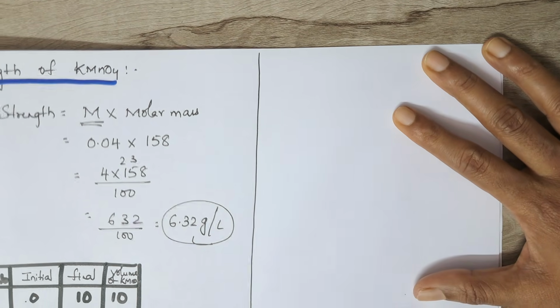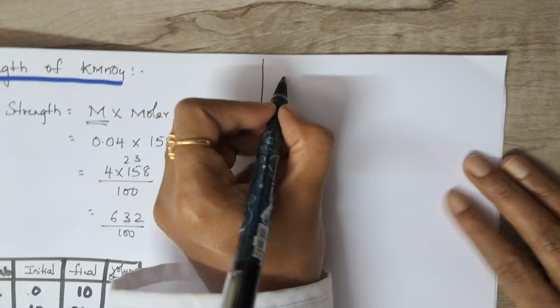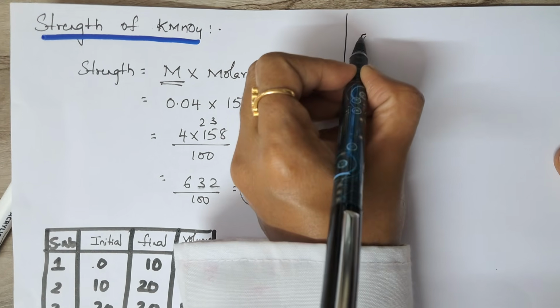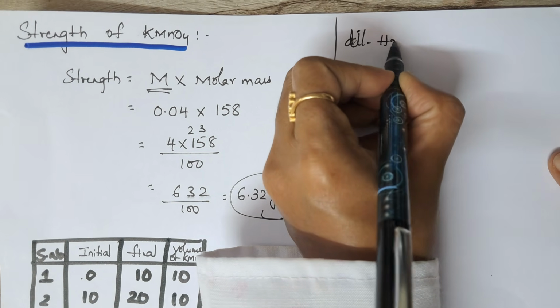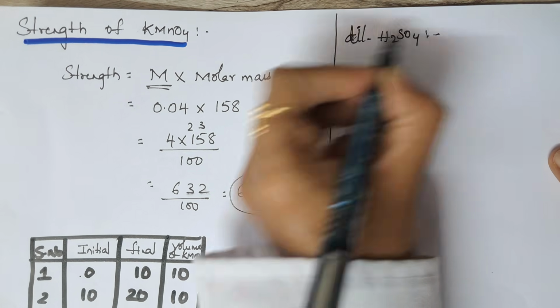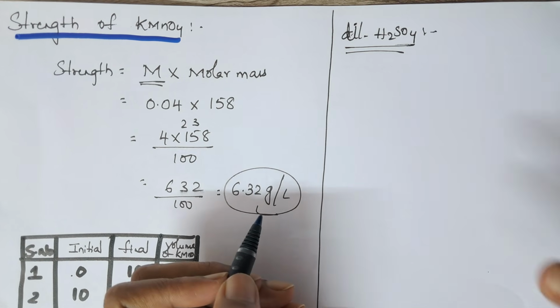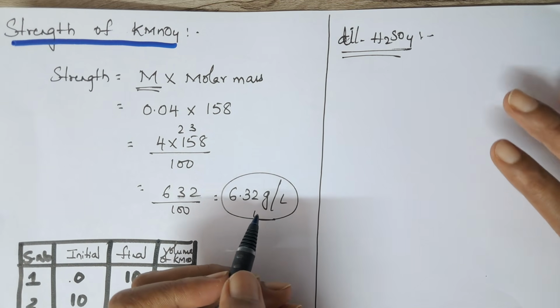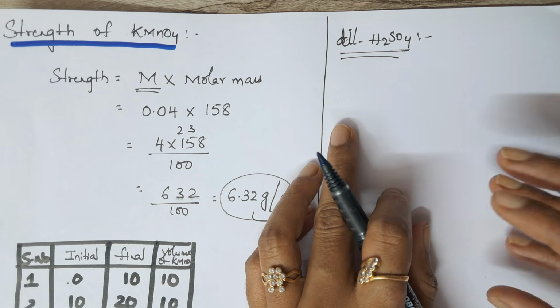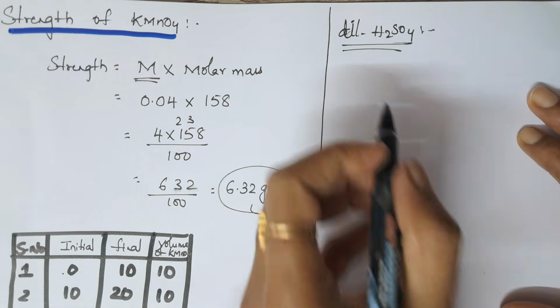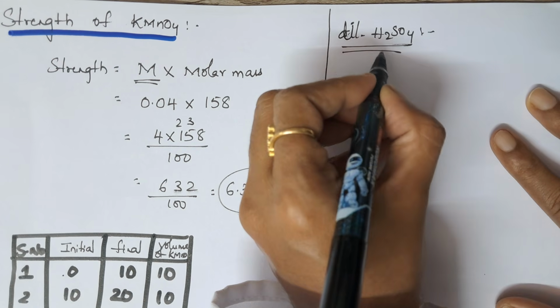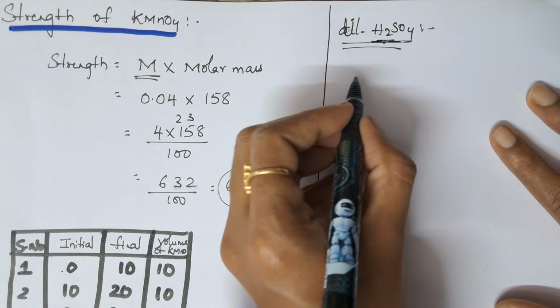Here are some additional tips I want to tell you. That is, dilute H2SO4 preparation is most important. If you did not prepare dilute H2SO4 properly, the solution you are titrating will change into a brown color, some kind of chocolate brown. So, the preparation of H2SO4 is important.